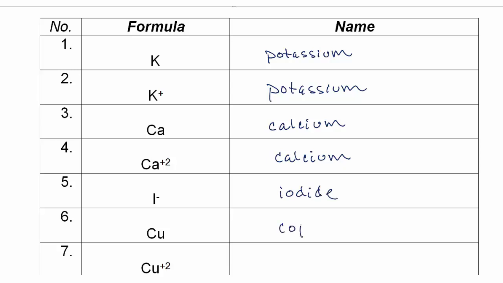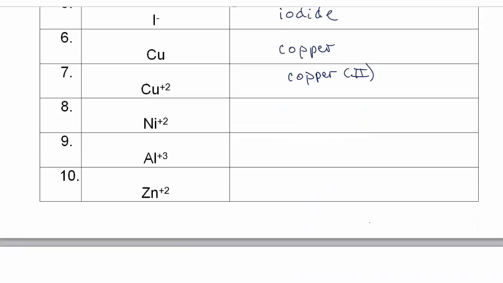Cu is copper. Copper is a transition metal, so we better give it a Roman numeral for its ion. Copper 2, the charge. Nickel 2.